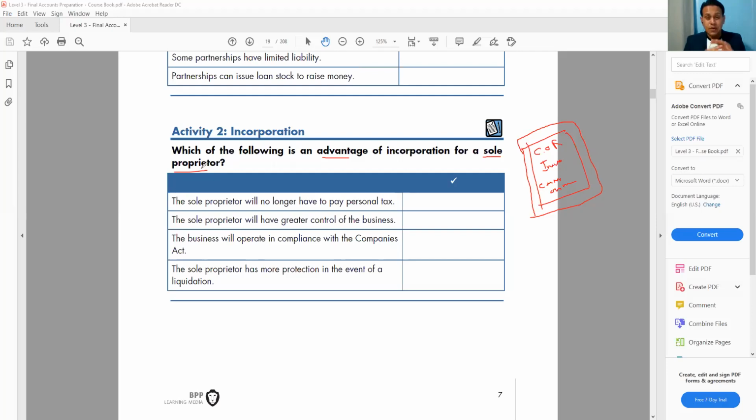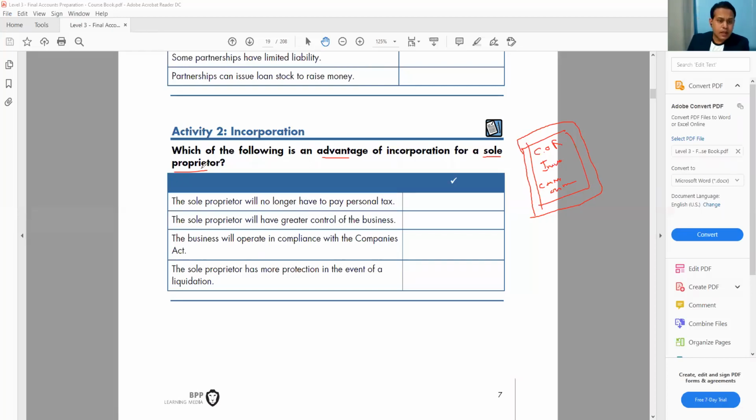So rather than stay as a sole trader, if you incorporate yourself, that means your liability will be limited. This is the biggest advantage. Remember that incorporation will make your liability limited. So if anything happened to the business, no one will come to your personal asset. This is the biggest advantage of incorporation.